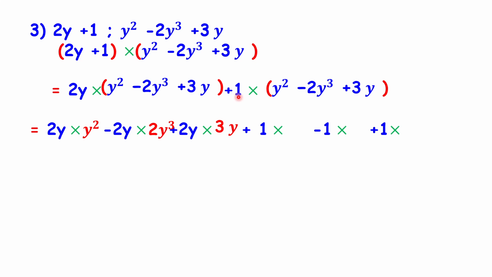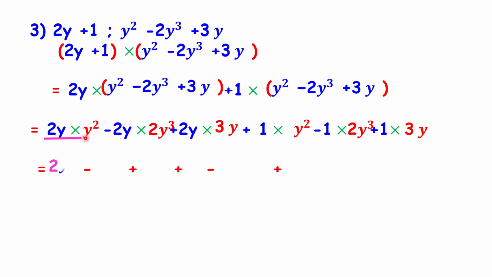Now multiplying by 1 to the second bracket, 1 into first term is y square, minus sign as it is. 1 into second term 2y cube, plus sign as it is, 1 into 3y. Now 2y into y square. First we take multiplication of their coefficient. 2 ones are 2. And if we take multiplication of their variable, we apply the law of indices. Take addition of their index. 2 plus nothing means 1. 2 plus 1 is 3. That means we will get y cube.